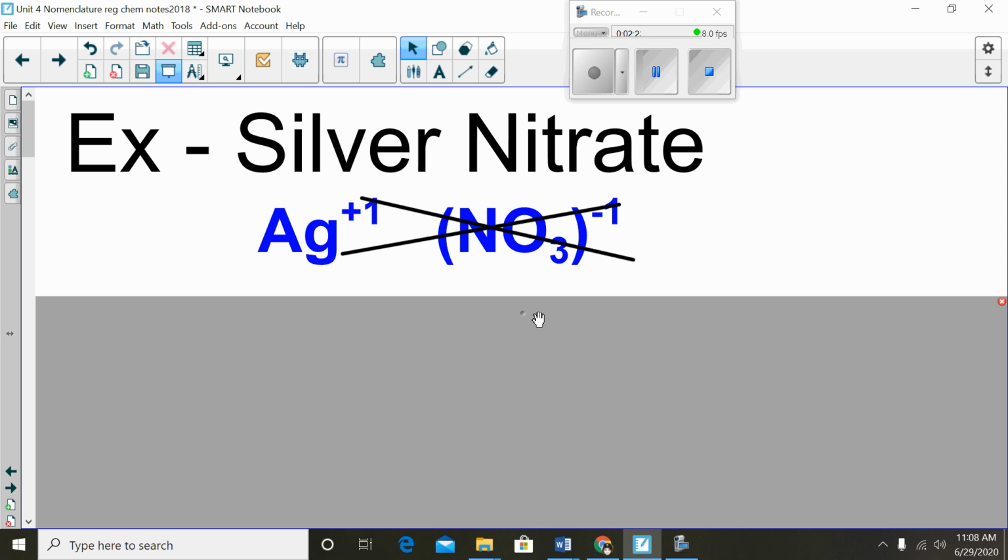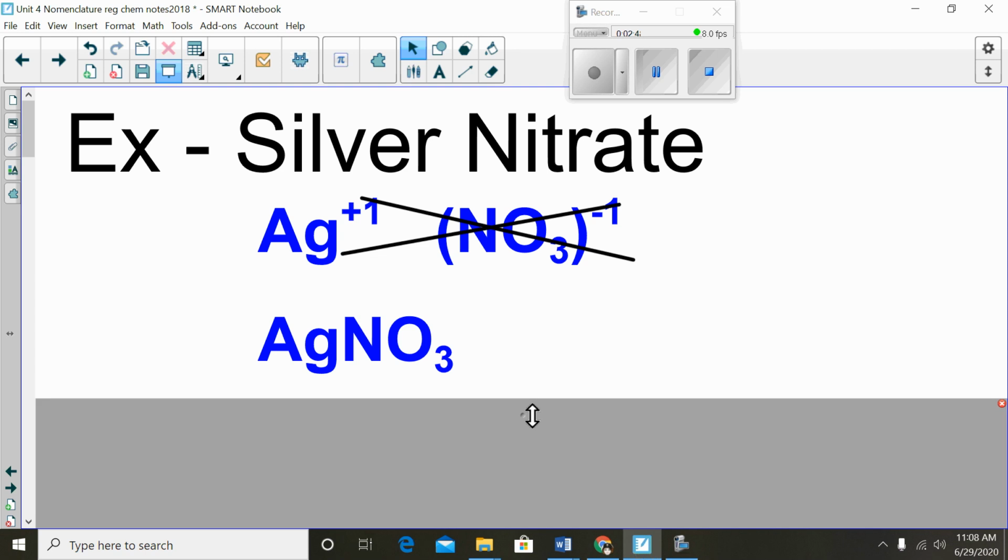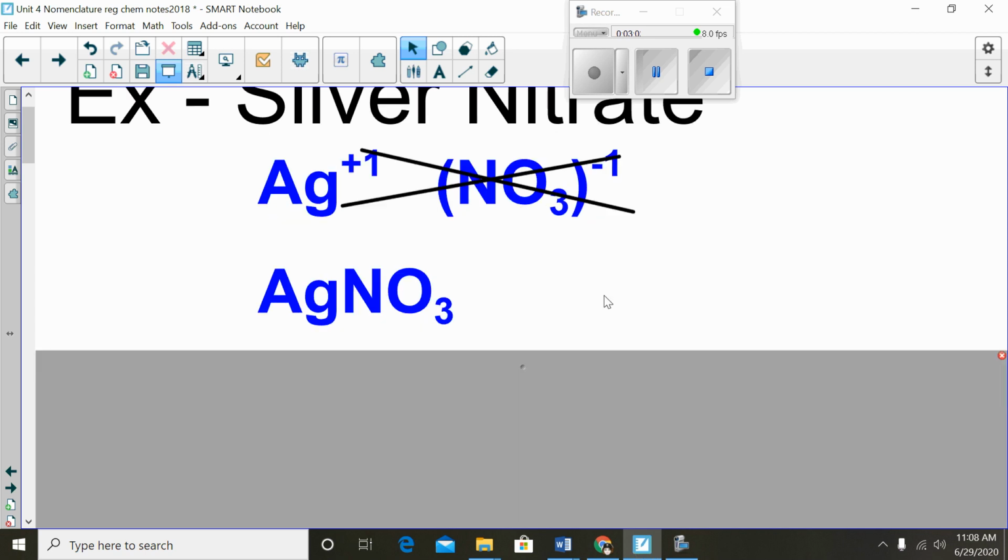So here we have Ag +1, NO3 in parentheses -1, because it's that entire parentheses that has the -1 charge, not just the oxygen, because the -1 is written near it. And what this means is that silver can lose an electron, nitrate can gain an electron, and these are both a 1-to-1 ratio. So if you exchange these, it simply stays 1-to-1. So your final formula is AgNO3. The 1s are not written, your plus or minus is not written, and you don't need any parentheses here because no charges were shown in that final formula.